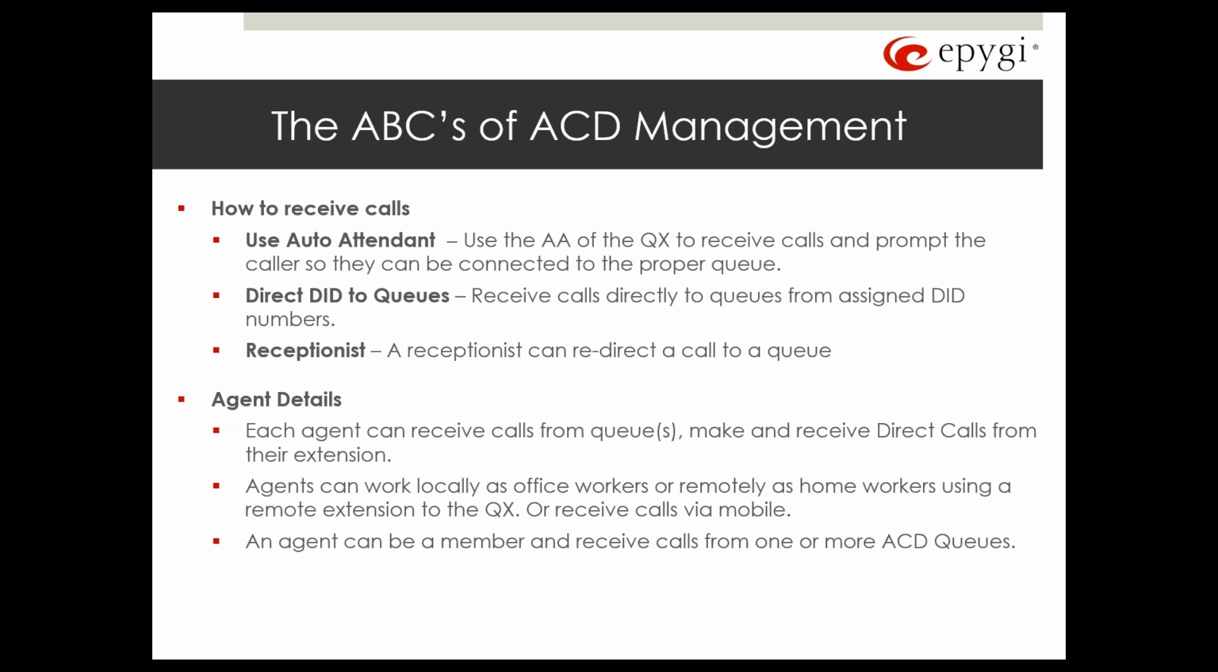So how do we receive calls to our queues in ACD? You can use an auto attendant. That's quite common. It receives the calls and prompts the caller so that they can be connected to the proper queue. You also have the DID, which can be configured so that it calls directly to the queue. So callers can dial a specific number and get connected directly to the queue without having to go through an auto attendant. And also receptionists could transfer calls into a queue. After speaking with a customer, maybe they decide which queue it's going to go to, which department needs to assist the customer.